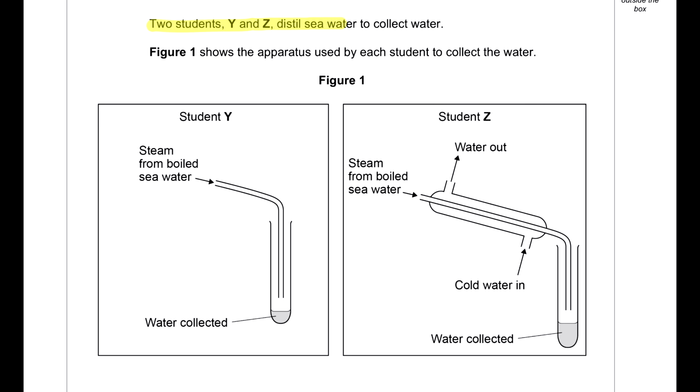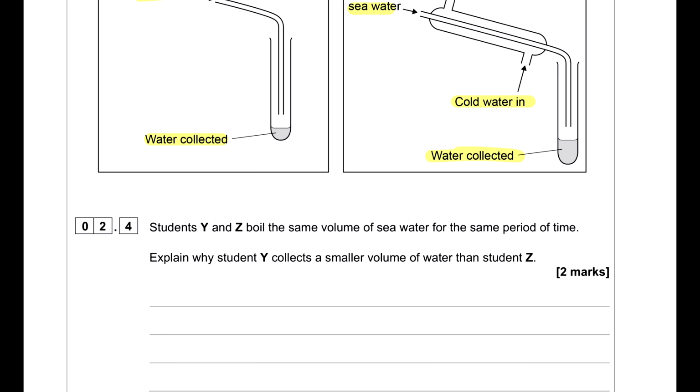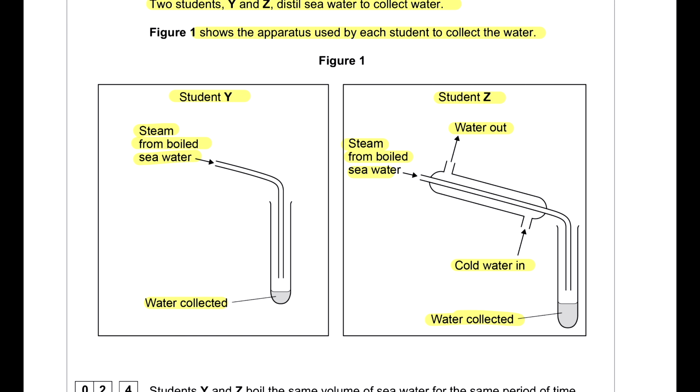Two students Y and Z distill seawater to collect water. Figure 1 shows the apparatus used by each student to collect the water. Student Y, steam from boiled seawater. Water collected. Student Z, steam from boiled seawater. All right, we can see in the condenser, cold water coming in, water getting out, and then water is collected. In the second setup, we collected more water.